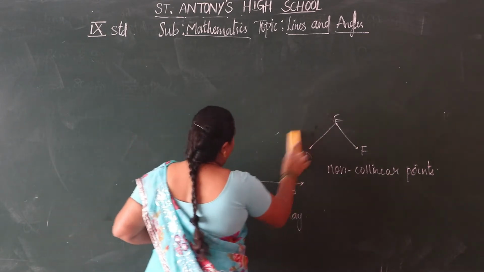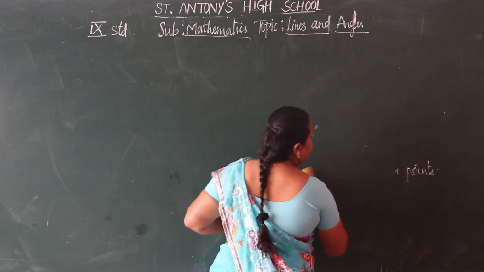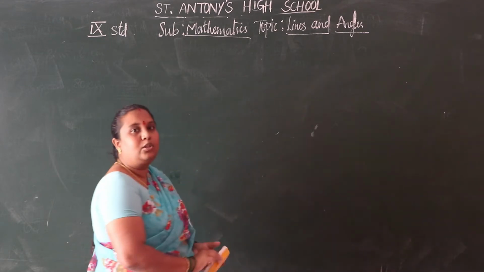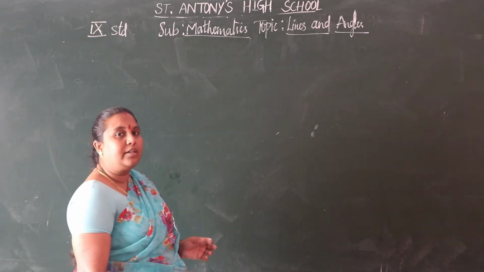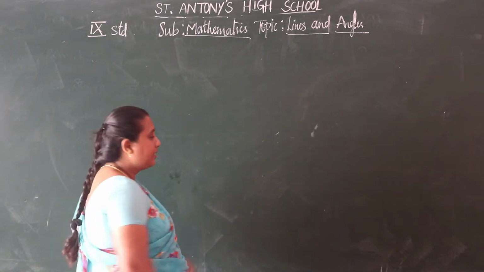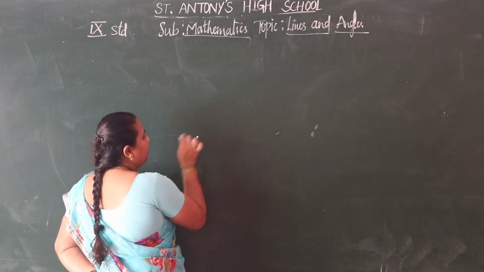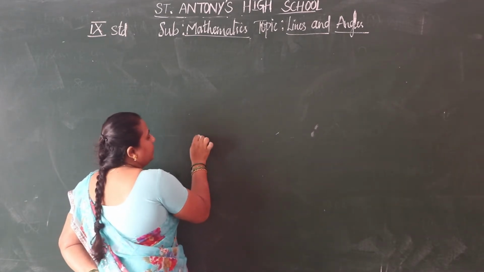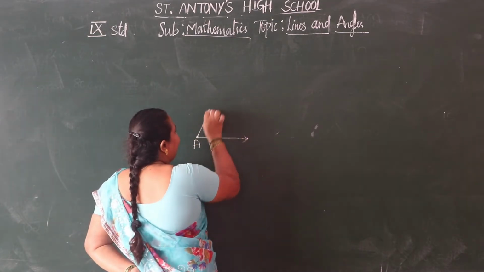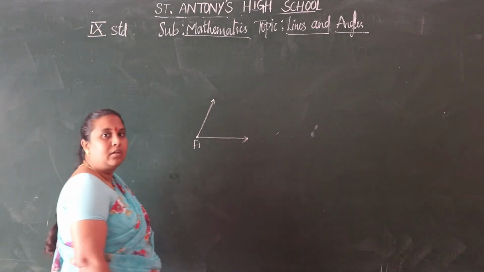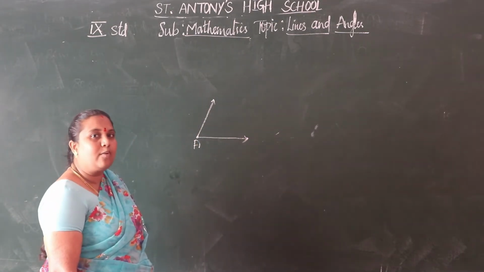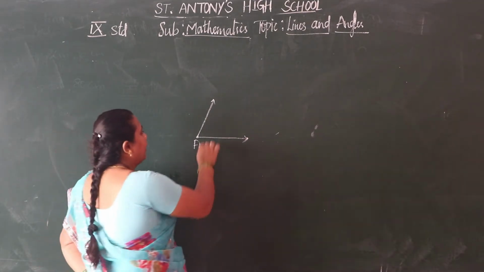So what are angles? Two rays which stand on the same vertex. Here we have a point A. Two rays stand on a point, and these two rays form an angle.